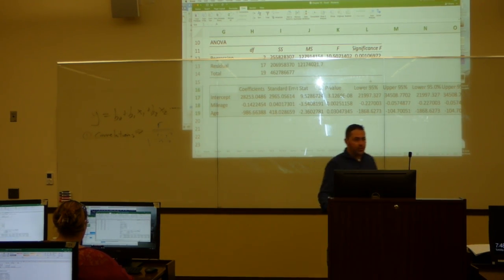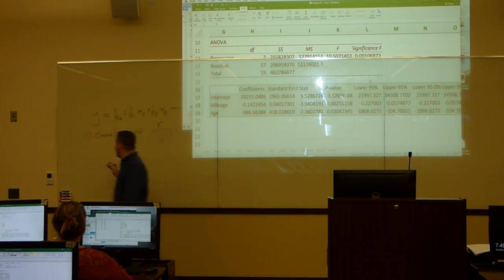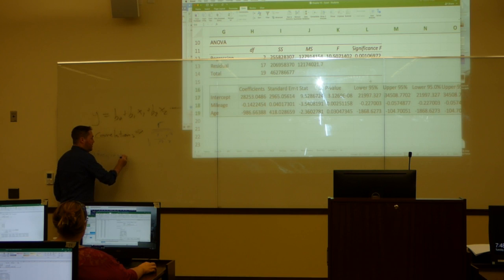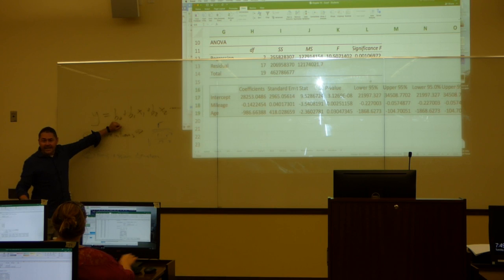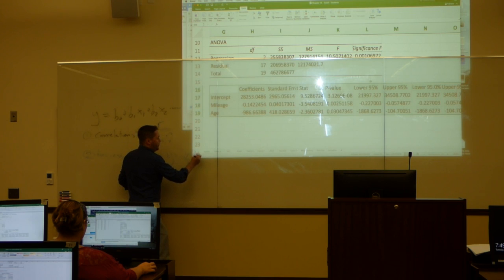Now what is our regression equation? If I turn back to this, our second step is the regression equation. What is our intercept? Looking at this, where do we see our intercept? What is this B0 value? Say it out. 28,253, correct? So our y is equal to 28,253.